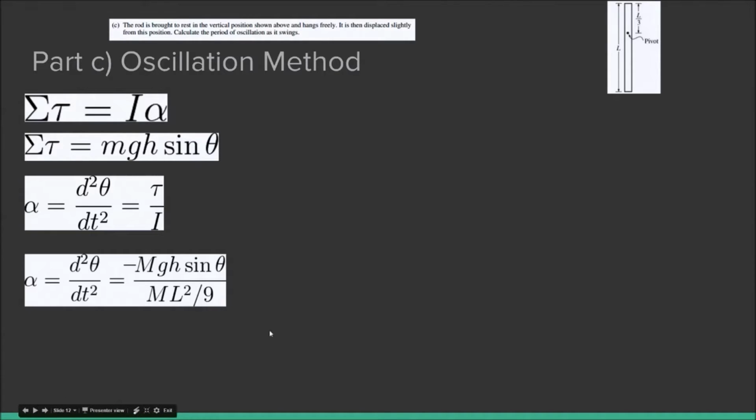And you can see that start to take shape because you know from simple harmonic motion that to be a simple harmonic oscillator, the second derivative of your position needs to be proportional to the negative of the position.